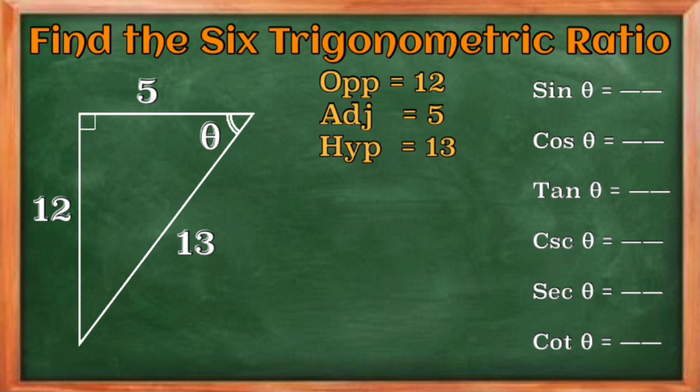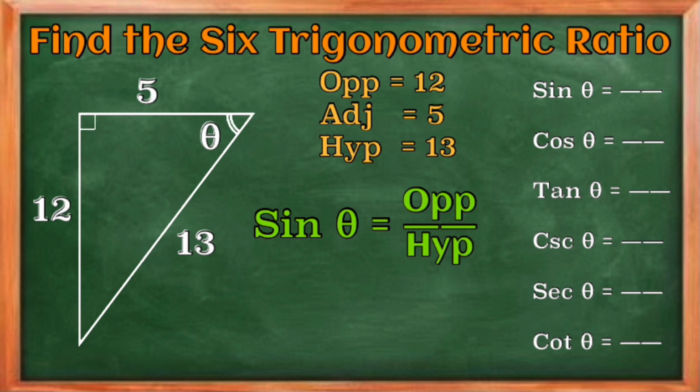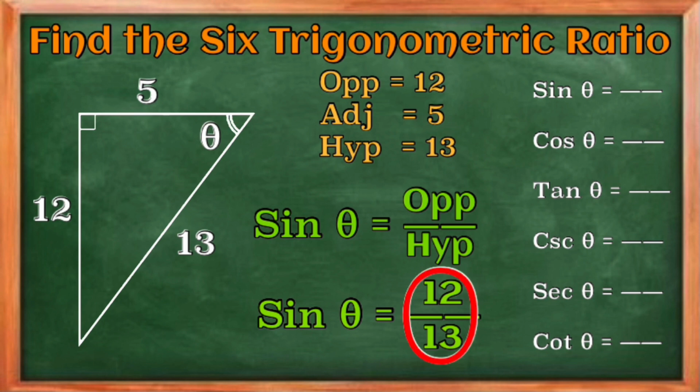Now, what we're going to do is find the six trigonometric ratios. Let's start with sine theta. Since sine theta is equal to opposite over hypotenuse, and the opposite is equal to 12, and the hypotenuse is equal to 13, therefore sine theta is equal to 12 over 13.